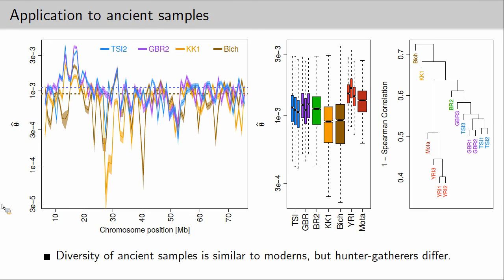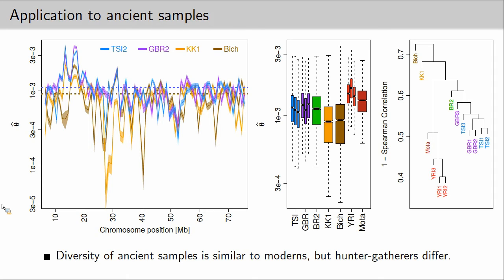So here, I show you in the first panel a trace of heterozygosity or diversity along the genomes. It's just a piece of chromosome 1. Along the genome for different samples, we have TSI2 and GBR2. These are just two male samples from the 1,000 Genomes Project. In comparison, we have KK1 and Biron. These are two hunter-gatherer samples. Biron is from a Swiss cave, and KK1 is from the Caucasus region.